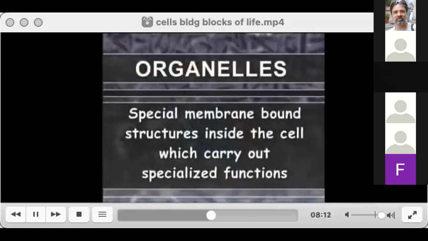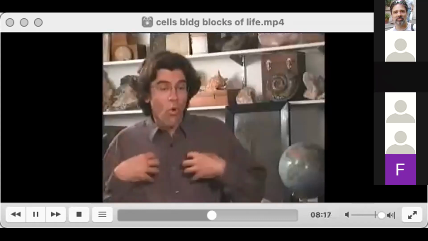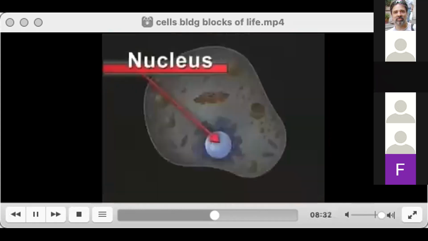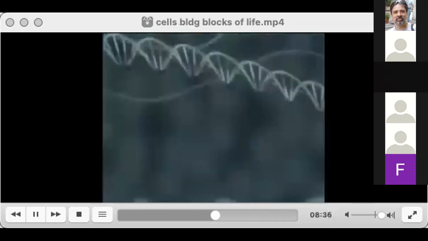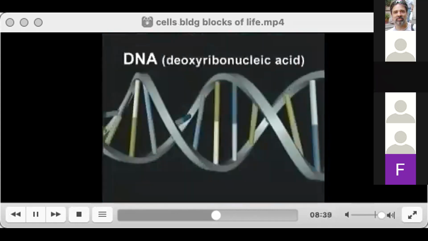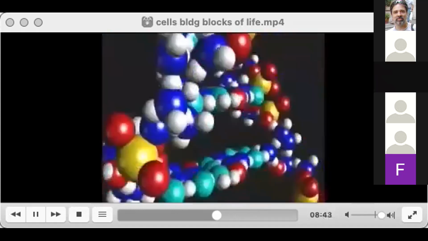Just as we have organs within our body, the cell has organs within it. Because the cell is very small, these organs are called by cell biologists organelles. The animal cell has a very important organelle called the nucleus, which is where the DNA is housed. DNA, deoxyribonucleic acid, is found in all cells. It is composed of molecules which carry genetic information.